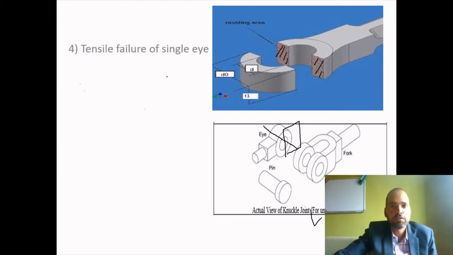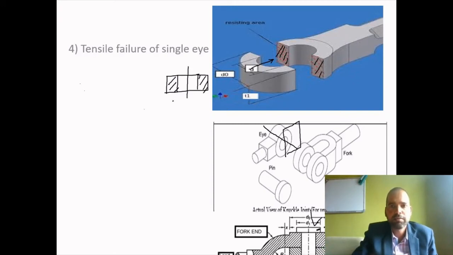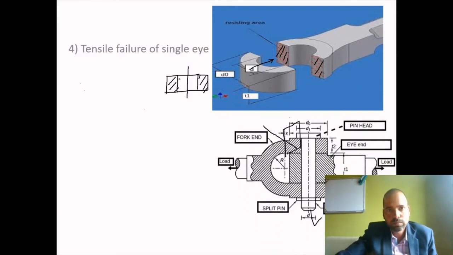So what will be the cross section of that? If you see from this side, the cross section will look like this, right? So this portion will be torn away or failed by tensile mode, right? This is the center line. So what is the diameter of that pin? What is the diameter of that rod? This single eye will fail by that mode. This complete dimension is d1. This is equal to the diameter of the pin d, and this dimension is equal to d0, right?